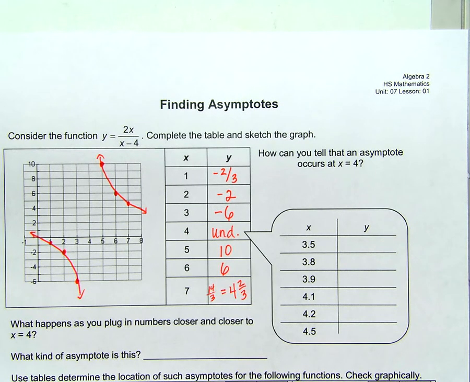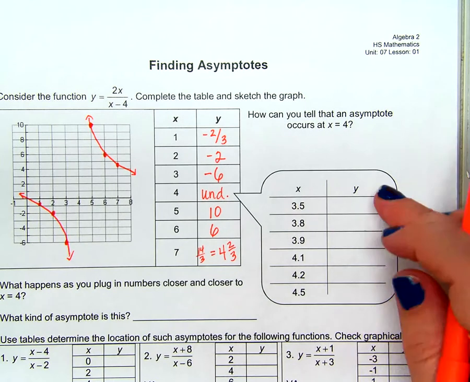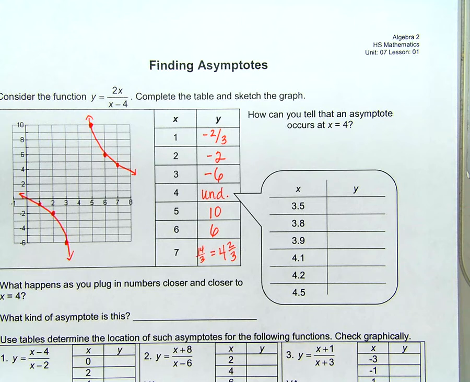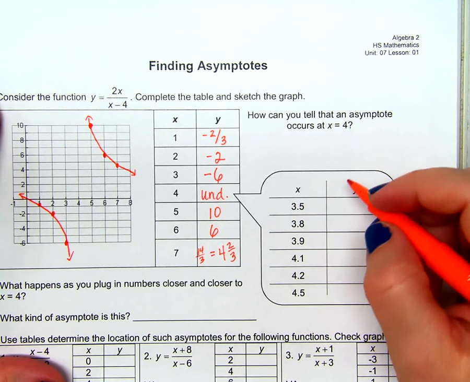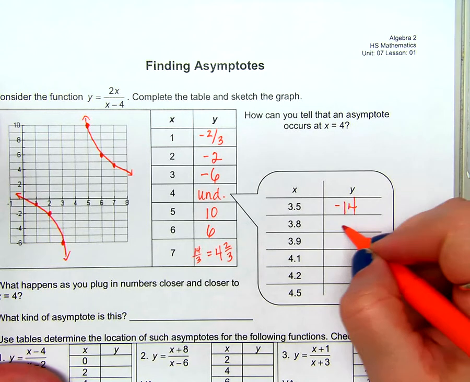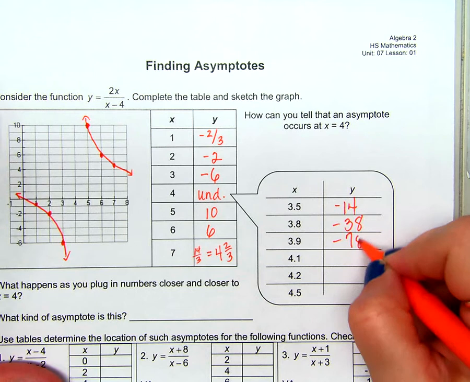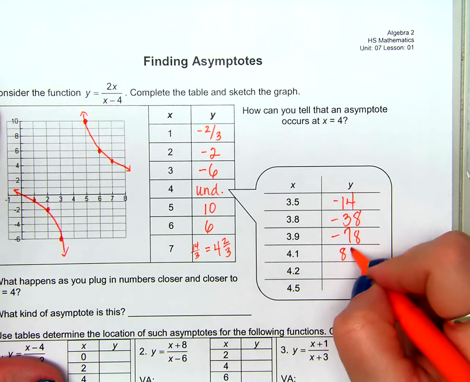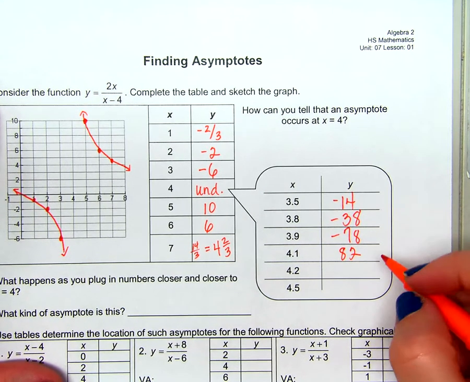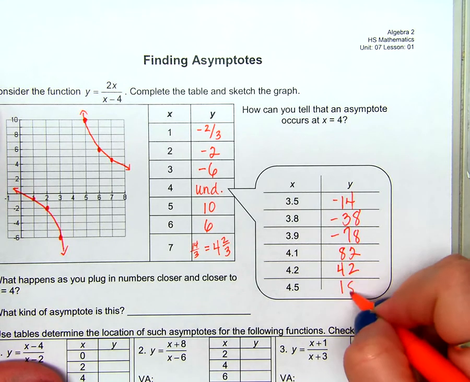What's happening around 4? Somebody have their calculator out? We could do these in our head, but let's save a little bit of time. Let's go ahead and fill this little table out real quick, and then we're going to have a talk about it. Okay? Anybody got these values for me? Read them. Negative 14. Okay. Negative 38. Negative 78. 82. I'm glad I don't have to graph that. 42. 18.